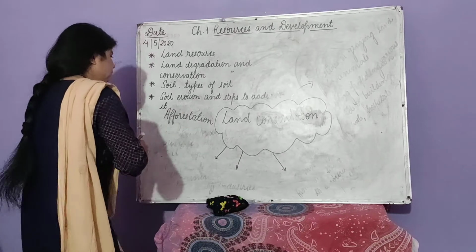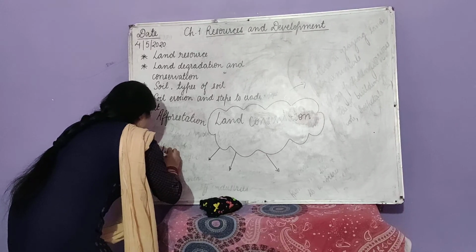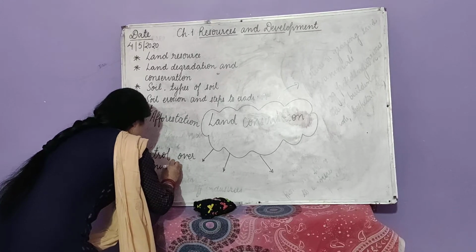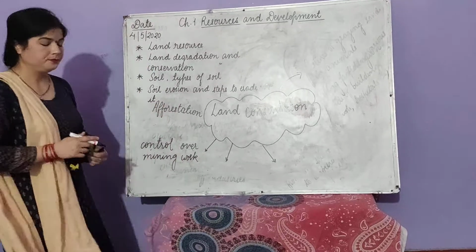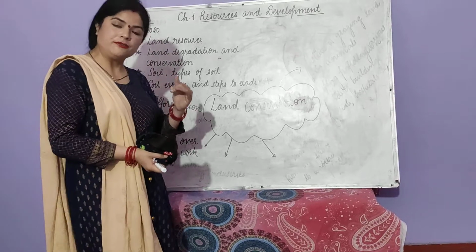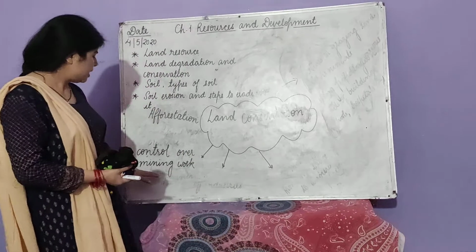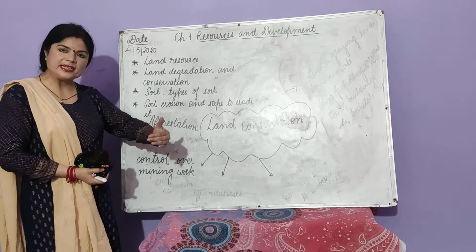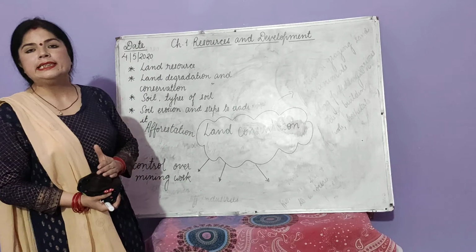Second is control over mining work. Really, if we want to stop land degradation and we really want to preserve our land resource for future generations, we should have control over mining work. We should minimize this mining work so that land should not be degraded.